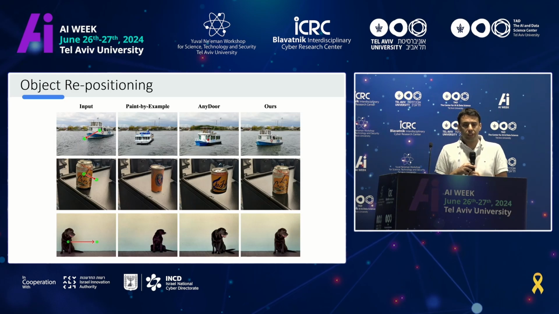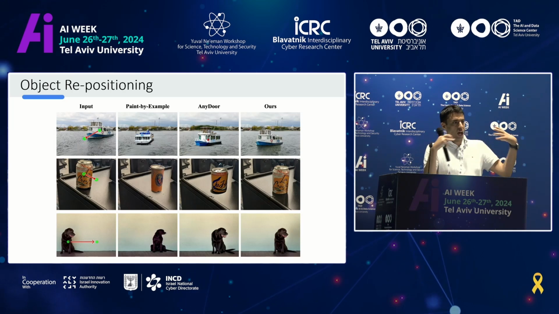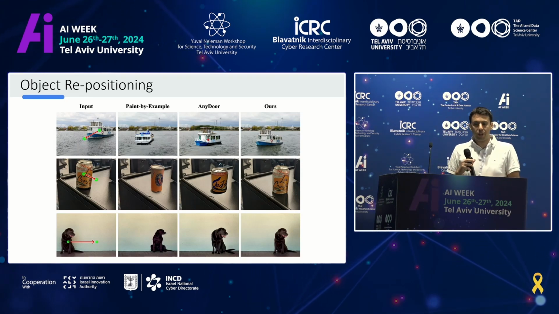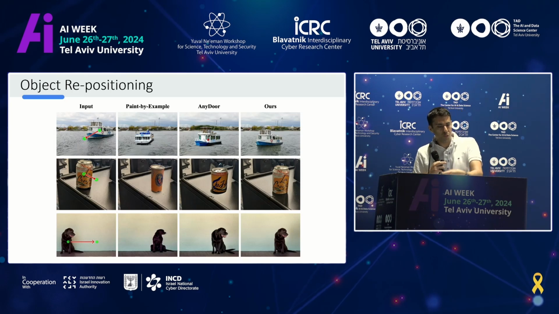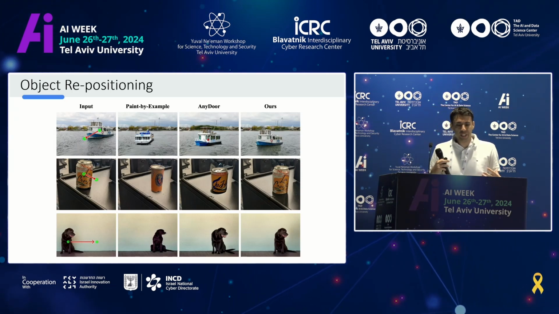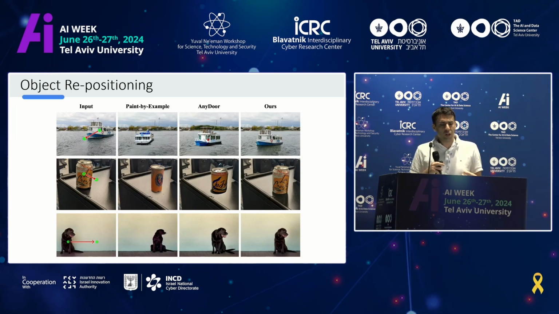Another example is object repositioning, where we have an object in the image and we delete it, we paste it at some other location, and we generate its effects on the environment. And again, it's a comparison against the same methods. You can see that our method was able to move the object and synthesize its shadows and reflections, whereas these baseline methods typically didn't synthesize shadows and reflections, but they also changed the object quite significantly.